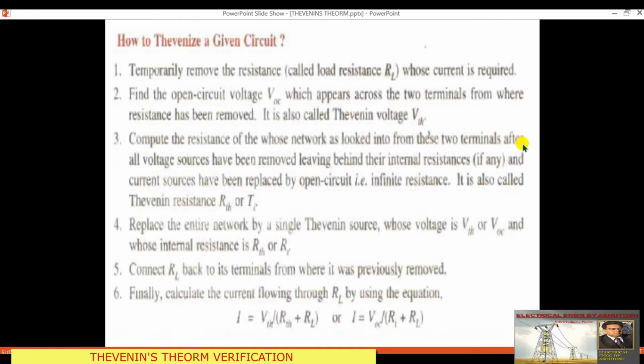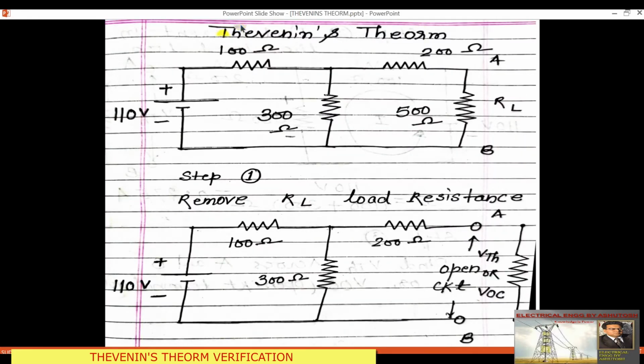Guys, we will take this example. I have taken this circuit, this is the circuit I have drawn over here. You can see Thevenin's theorem verification. So we have drawn this diagram. There is a voltage source of 110 volt. This is the resistance 100 ohm. Here 200 ohm resistance is connected. Between these two, 300 ohm is connected, and our output terminals are A and B, as you can see over here, and this is the load resistance 500 ohm.